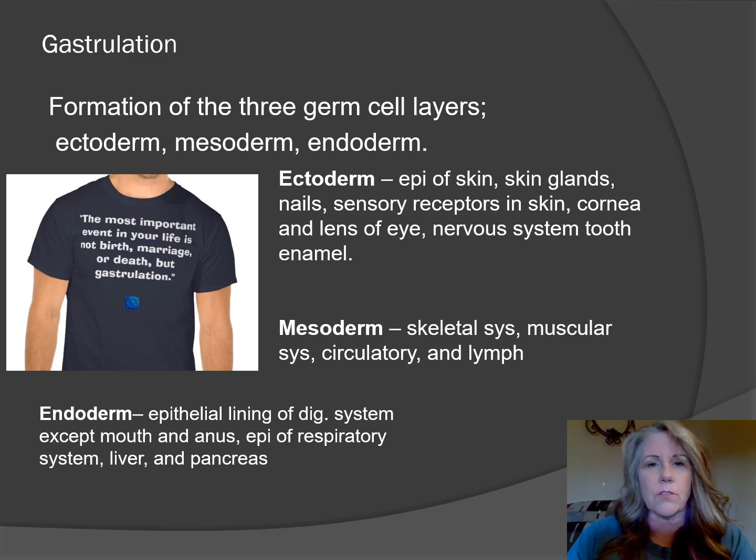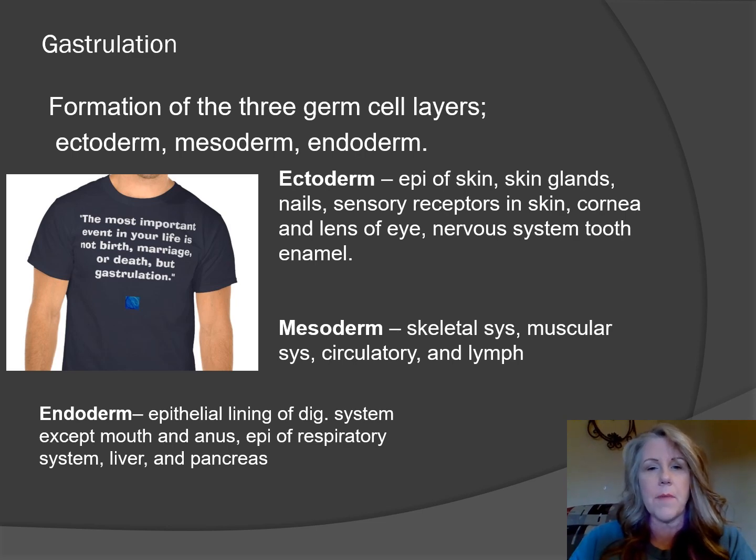Then we have what's called gastrulation. Gastrulation is the formation of the 3 germ layers: the ectoderm, mesoderm, and endoderm. So a little about each of these. The ectoderm gives rise to, or becomes, the epidermis of the skin, glands, the nails, sensory receptors in the skin, the cornea, the lens of the eye, the nervous system, and tooth enamel. So this is the germ layer that will give rise to all of that.